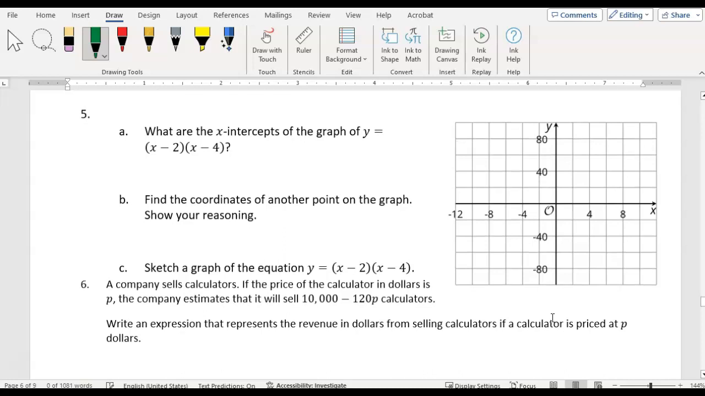All right. Number 5. What are the x-intercepts of this graph? So again, x minus 2 equals 0, x equals 2. That's one of them. X minus 4 equals 0, x equals 4. That's the other one. So we're going to have 2 and 4. It's going to be a very skinny little graph. 2, 4, 6, 8. Yeah, that looks good.